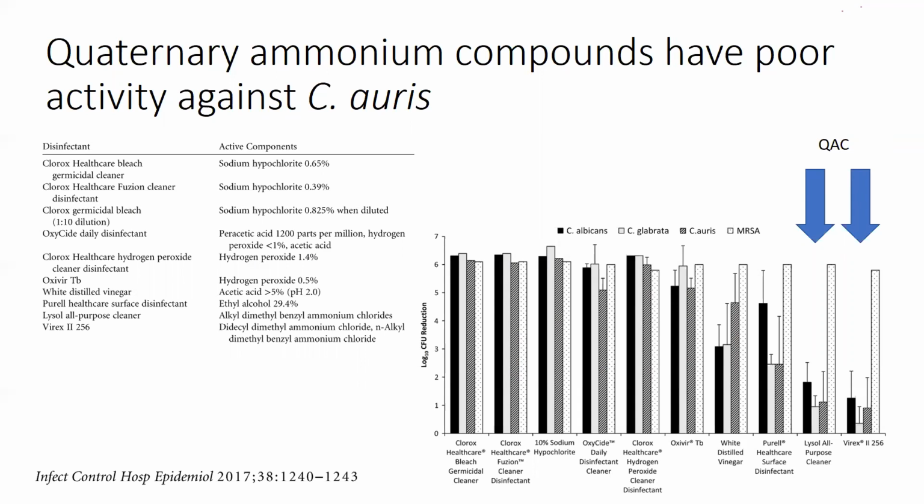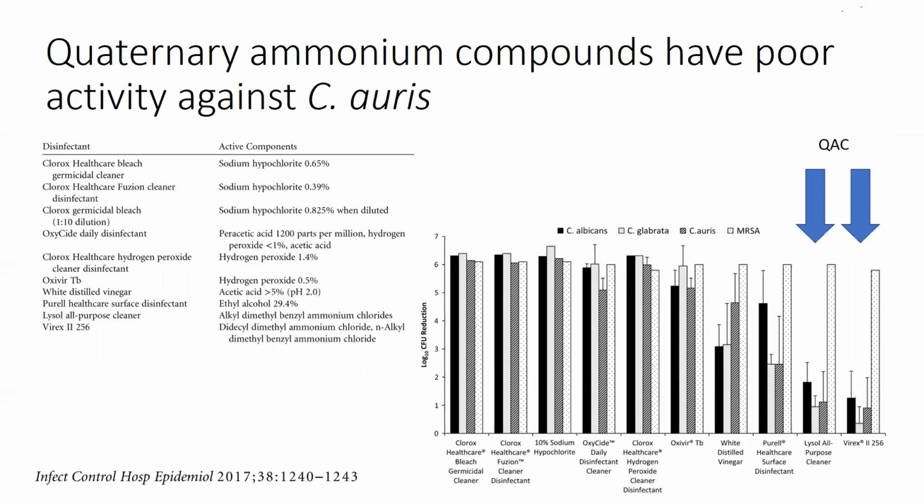And actually, if you look at how active those compounds are against Candida auris, this plot shows a number of different Candida species and then MRSA on the right-hand side, and various different disinfectants that can be used. You've got various bleach-based disinfectants to start with along the plot, and then in the middle, the hydrogen peroxide-based products, and then over on the right-hand side, the ones based on quaternary compounds.